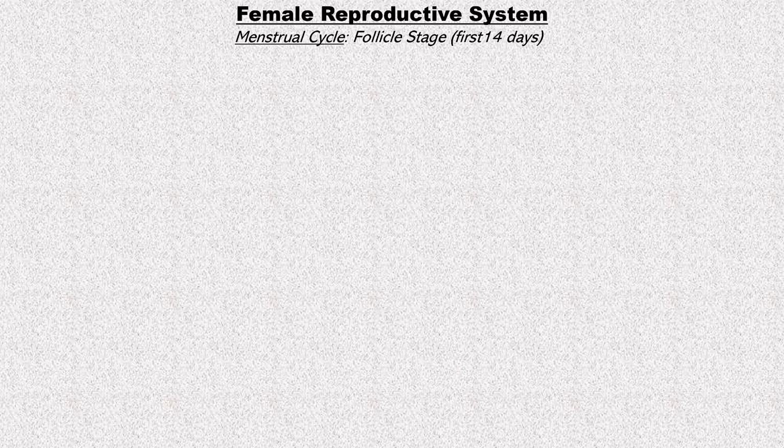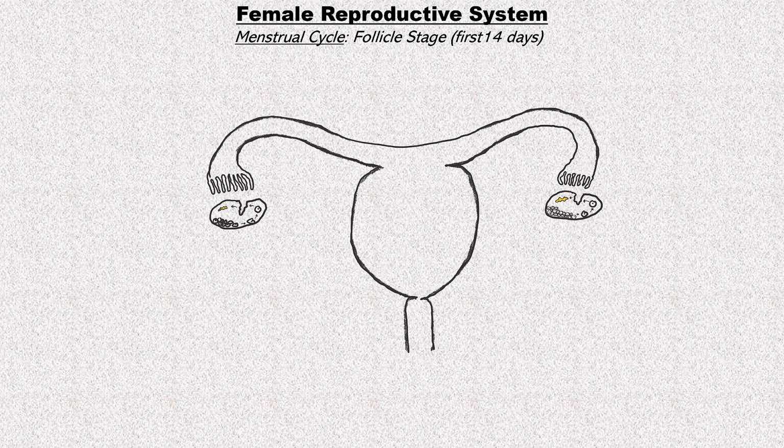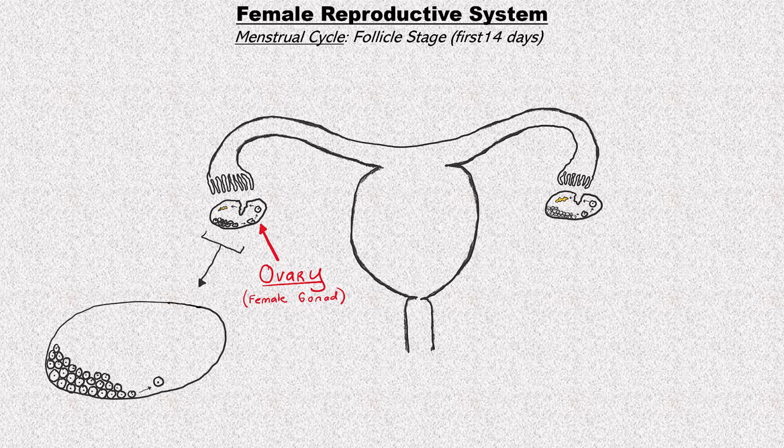Now let's take a look at the female reproductive cycle, called the menstrual cycle. We're going to look at the follicle stage, which is the first 14 days of this 28-day cycle. For that, we need to look at the female reproductive system. Let's start with the ovary. Let's blow it up and look a little deeper in the ovary. The ovary has many of these, the ovarian follicle. Inside the follicle contains the egg, right there, that little dot.